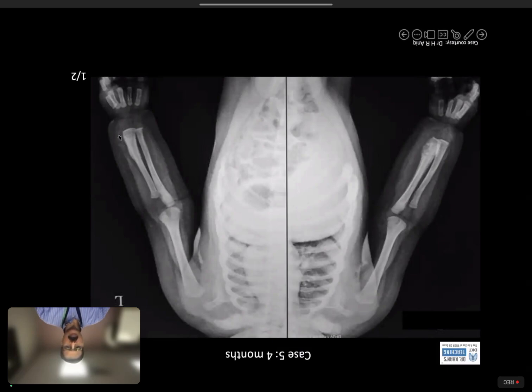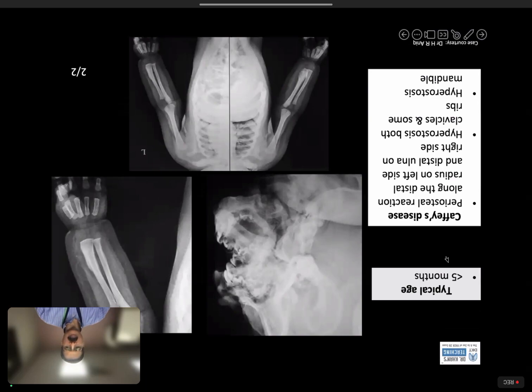Look at this case. This is an exam case where there is periosteal reaction along the diaphysis, thick periosteal reaction. Look at the clavicles. Clavicles are involved. Clavicle right and left is involved. You cannot see the mandible, but actually there is a bit of thickening of mandible. And typical age is less than 5 months. So it starts less than 5 months. I'll come back to Caffey's disease. It is idiopathic, without any reason. Periosteal reaction along the distal radius or left ulna on the right side. So I'm just reading it. Actually, whatever is written, the findings are here.